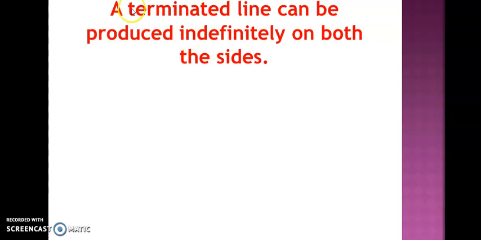Okay, here it is. The third statement. A terminated line can be produced indefinitely on both sides. Yes, children, a terminated line. Yes, a terminated line means what we nowadays call a line segment. Euclid called it a terminated line.